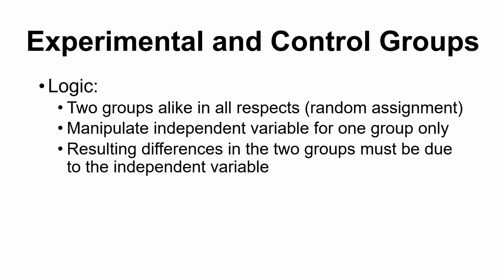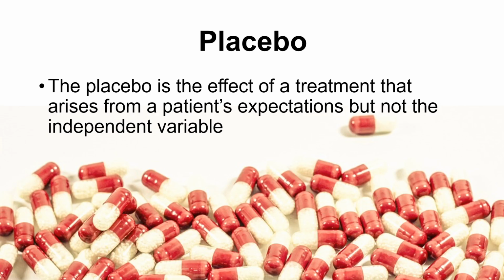Now, I did hint at the fact that there can be extra variables involved, those confounding variables that go on in the background. Sometimes the act of manipulating your independent variable can introduce a confounding variable. So if you think of something like administering a drug, maybe we're looking at a drug trial, and our experimental group will be receiving a drug that's supposed to help reduce anxiety. The control group doesn't receive that drug.